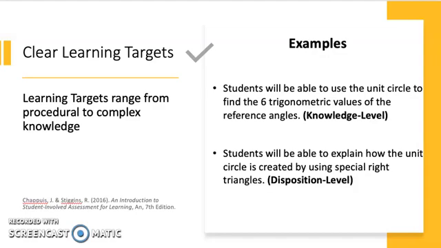But then if you have something like students will be able to explain how the unit circle is created by using special right triangles, this is a disposition level or a more complex knowledge goal. This will take more than just a multiple choice question to see if the students answered that. So depending on the learning target, the questions of your assessment are going to have to fall in line with that.